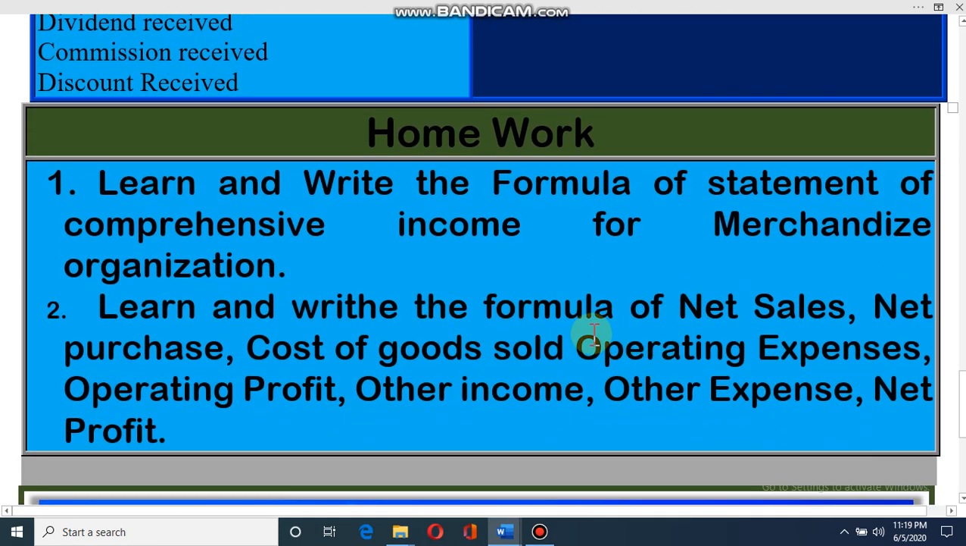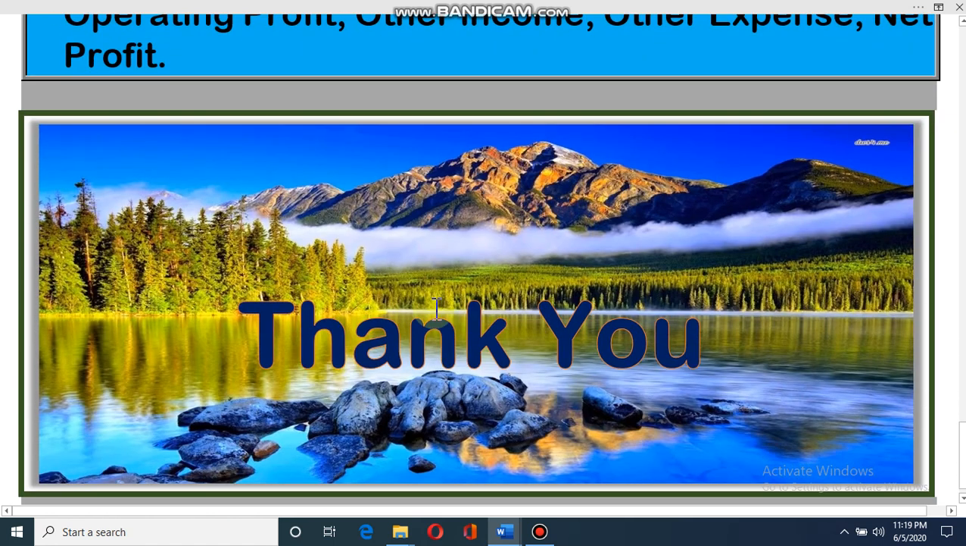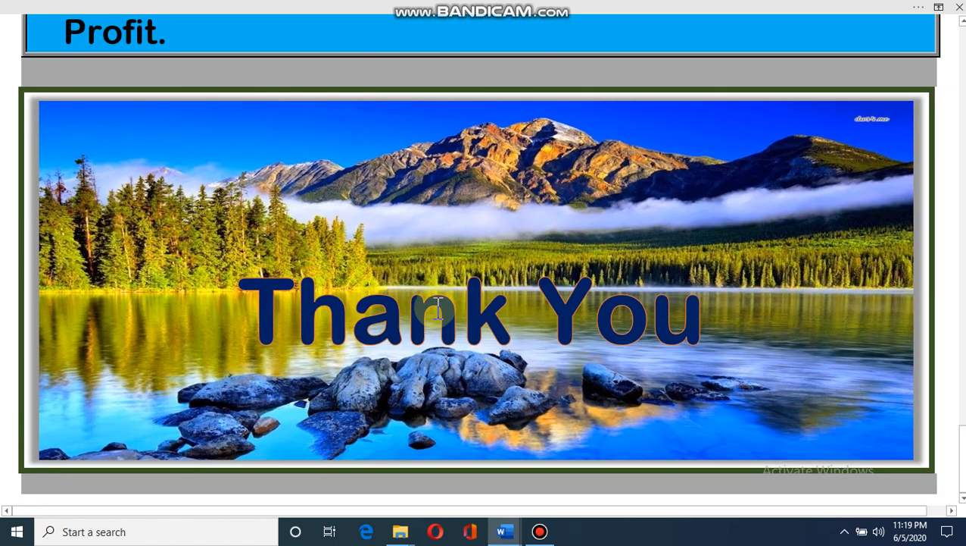Dear student, your homework: you have to learn and write the formula of a statement of comprehensive income for a merchandising organization. The more you write, the more you learn, the more you can remember at the time of solving practical problems. You will write the formula of net sales, net purchase, cost of goods sold, operating expense, operating profit, and others. Dear student, may Allah help all of you.